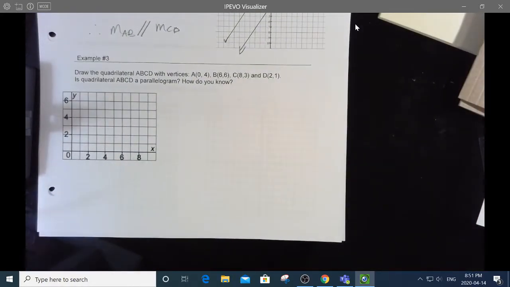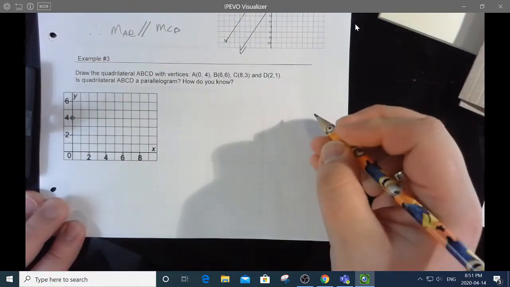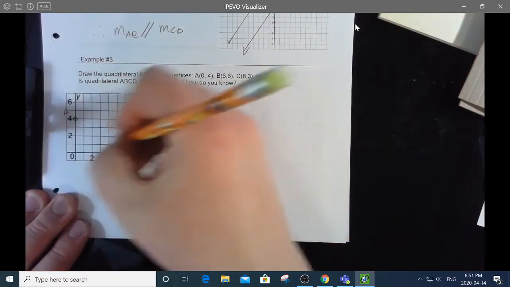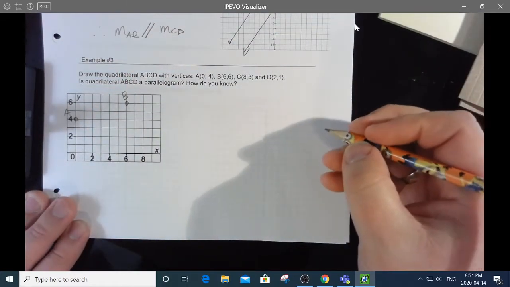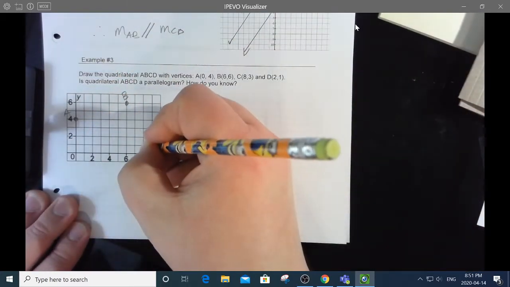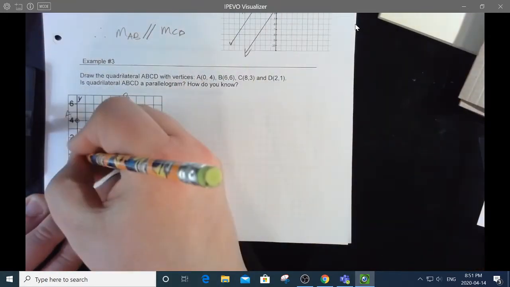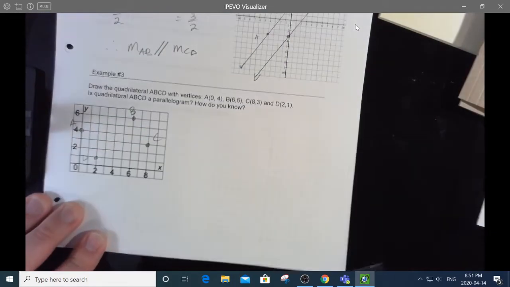Next. Example 3. Draw a quadrilateral. Ooh, okay, this will be fun. With vertices 0, 4. Gotcha. That's A. B is 6, 6. That's B. C is 8, 3. 8 over 1, 2, 3. There's C. And D is 2, 1. D. So it's a quadrilateral, so I got to join all the points.